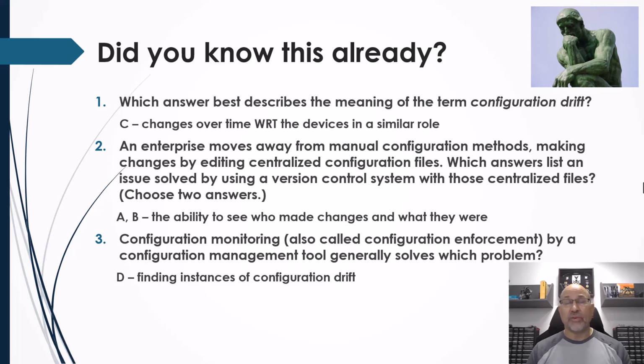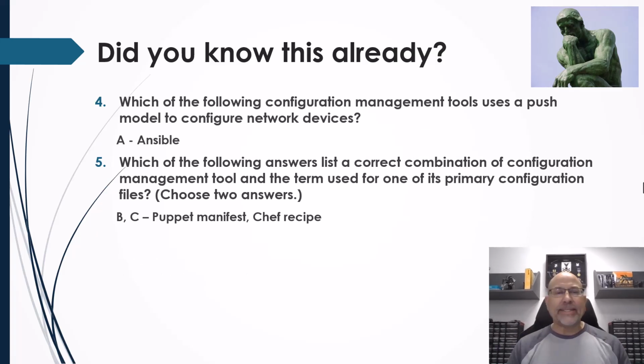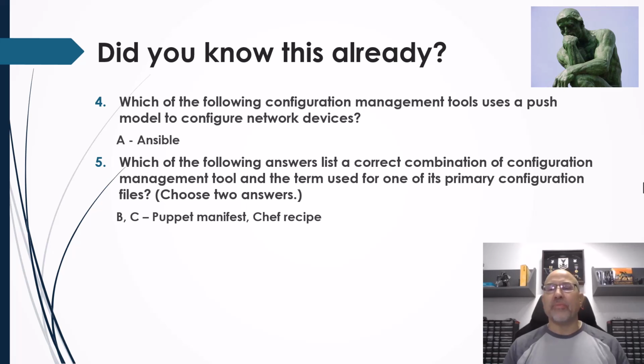And so you push configurations out there, and your monitoring is going to check on things to make sure that things haven't changed. So it's a periodic check. And so you go, aha, something's occurred. We've got some drift happening. Question number 4, which of the following configuration management tools uses a push model to configure network devices? And that was A, Ansible. The other two are pull models, right, with their agent. And Ansible will use either SSH to get that done or NETCONF or something like that, whatever you're using in your systems.